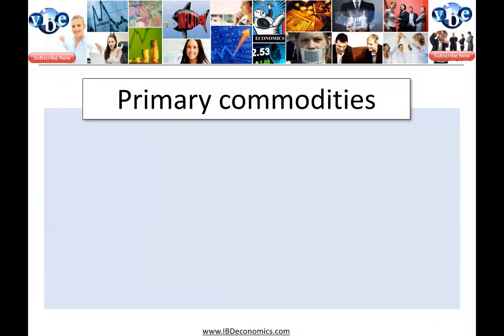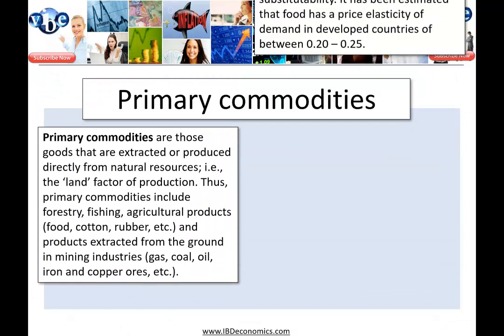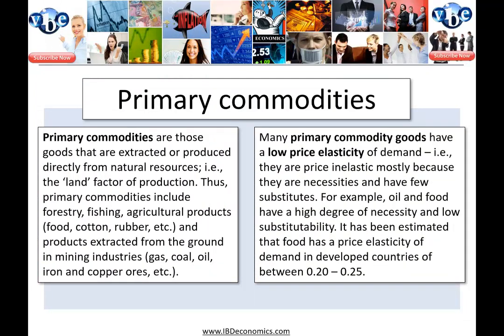And one further application, we have primary commodities to consider. Now, primary commodities are those goods that are extracted or produced directly from natural resources. So these come straight from the factor of production we term land. Things like forestry, fishing, agricultural products such as food, corn, wheat, cotton, rubber, etc. And products extracted from the ground and mining industries such as gas, coal, oil, iron, copper, etc.